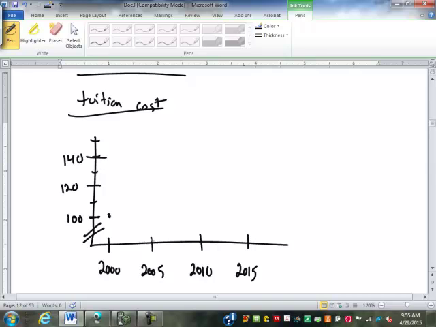So I'll put a dot right there. 2005, it had gone up to about $124. 2010, it was at 141. 2015, it is at 144 or something like that. So it hasn't gone up much.